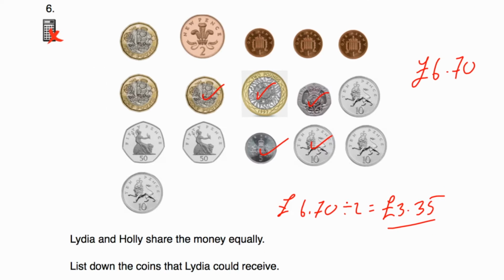And they're the coins that she could receive. You could do it in other ways. For instance, you could list all the other coins. You could say she received a £1, a £1, a 50p, a 50p. That's £3, £3.10, £3.20, £3.30, and then £3.35. So list all of those coins, or you can have it using other combinations. But the coins that I've listed down that she could have would be a £2, a £1, a 20p, a 10p, and a 5p. And that's £3.35, which is half of the money.